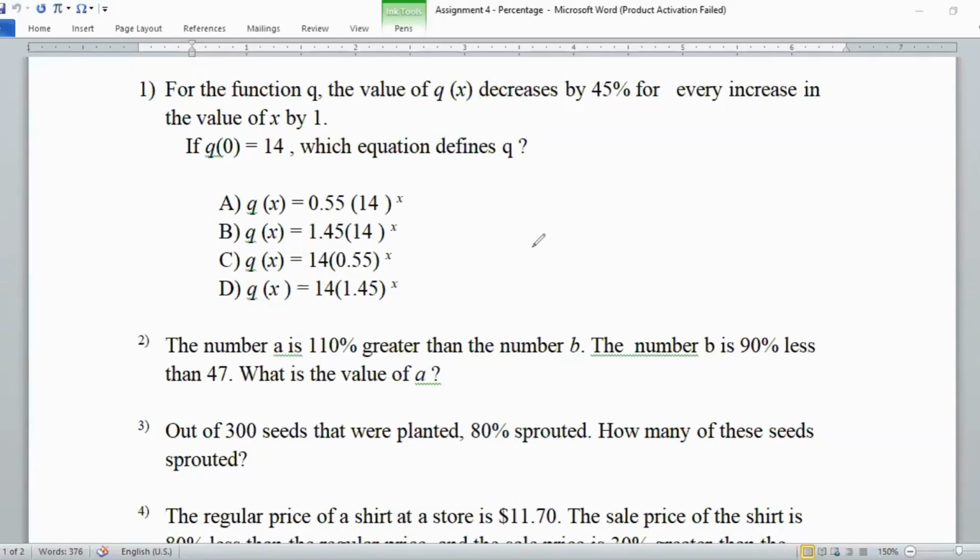Hello everyone. Today we will discuss the solution for the assignment on percentage. For this we have the questions given. Let us discuss the first question here.